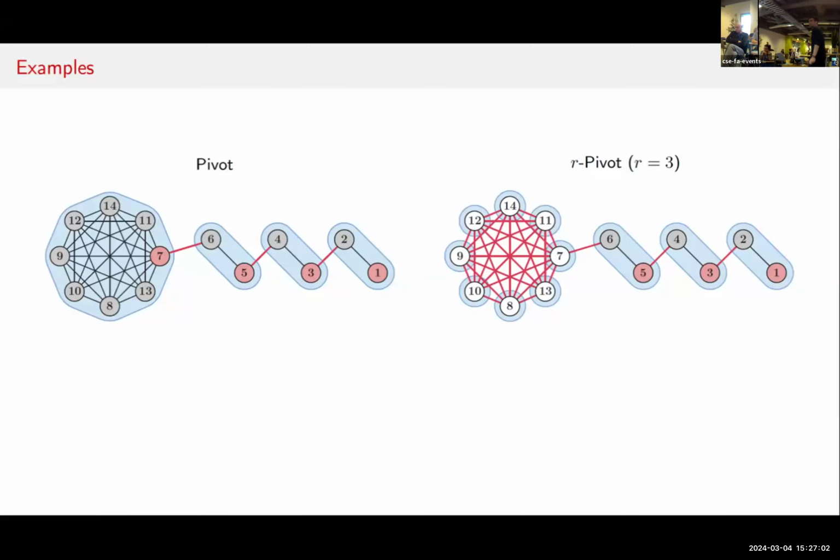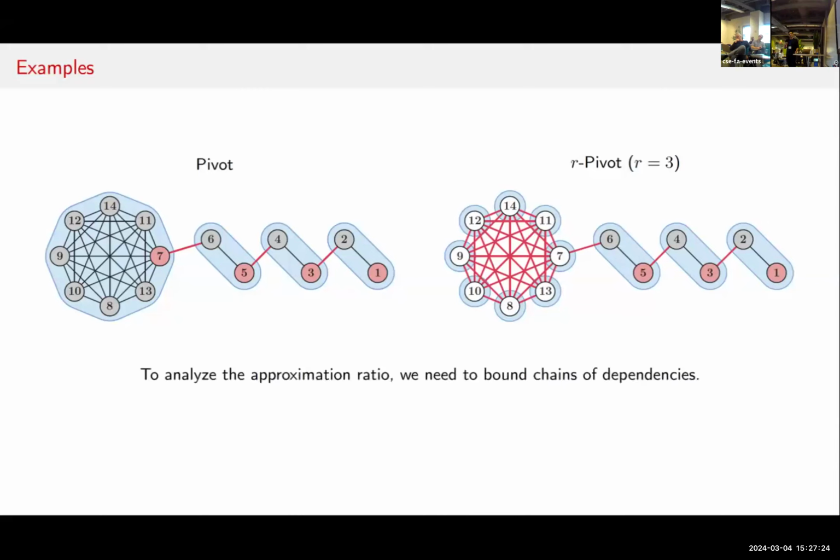Isn't this a very unlikely permutation? Exactly. Yeah. So we want to argue that these types of permutations are unlikely to happen if the starting permutation is random. So the algorithm doesn't actually perform this badly when the permutation is random, in expectation. Okay. So this immediately motivates that to analyze the approximation ratio, what we need to do is to bound these chains of dependencies.